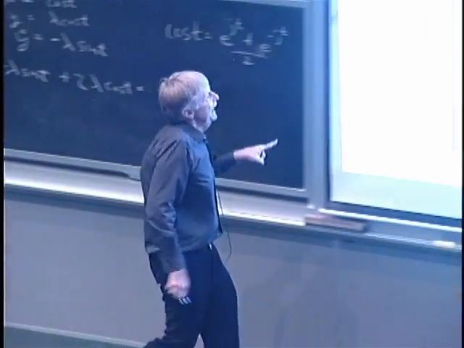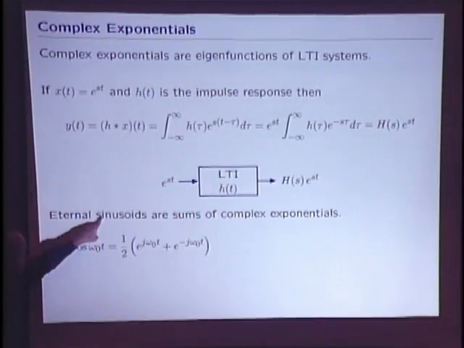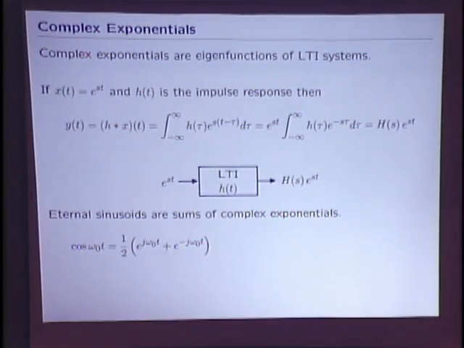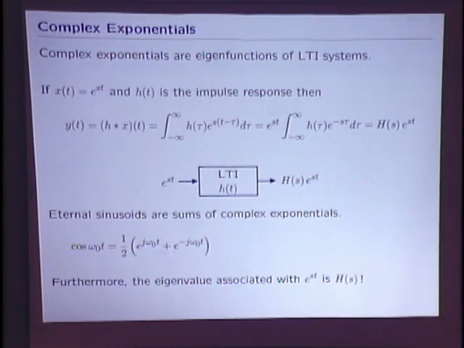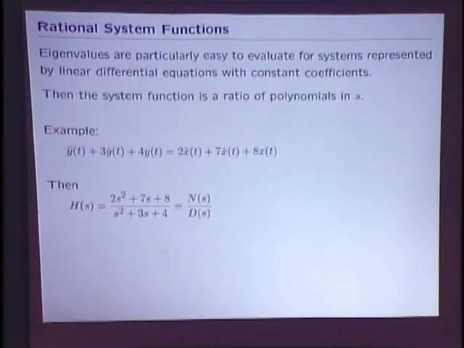Then, knowing that we can form sinusoids out of complex exponentials, the problem's done. All complex exponentials are eigenfunctions of all LTI systems. And I can always write an eternal sine wave in terms of a complex exponential by using Euler's expression. And so I'm done. Furthermore, the eigenvalues that I need to do this are trivial. They're the value of the system function.